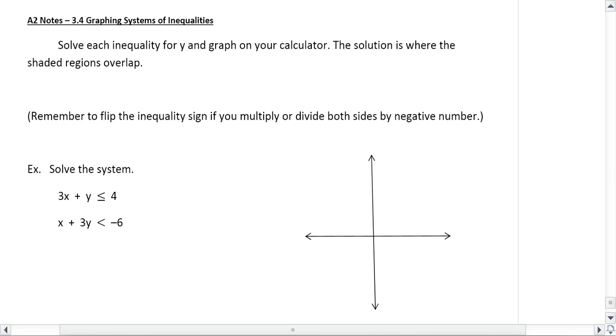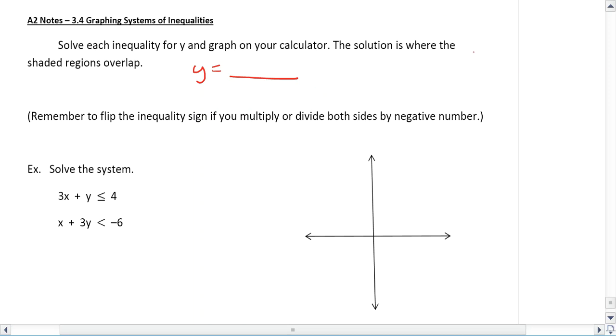This video is for Algebra 2, Chapter 3, Section 4, Graphing Systems of Inequalities. So this is very much a calculator lesson. First thing you do is solve each inequality for y because, as you know, we have a y equals key on our calculator and we need to be able to enter the inequality there. The solution, the answer this time, is where the shaded regions overlap. And we'll have to see that on the calc screen.